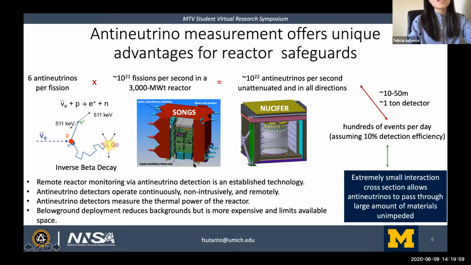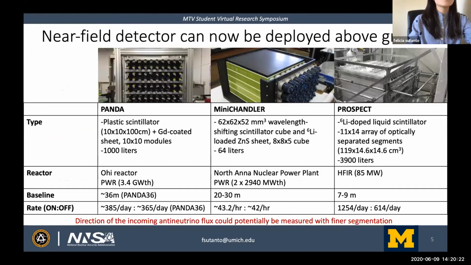And traditionally, these detectors are deployed below ground to suppress the cosmogenic background. But below ground deployment is expensive, and it limits the available space. And so to mitigate such issues, current detectors are typically segmented, and they employ pulse-shape discriminating material to isolate the delayed coincidence and to reject the accidental backgrounds. Now, what is shown here are the above ground near-field detectors that have successfully demonstrated reactor monitoring using antineutrinos. They are PANDA, MiniCHANDLER, and PROSPECT.